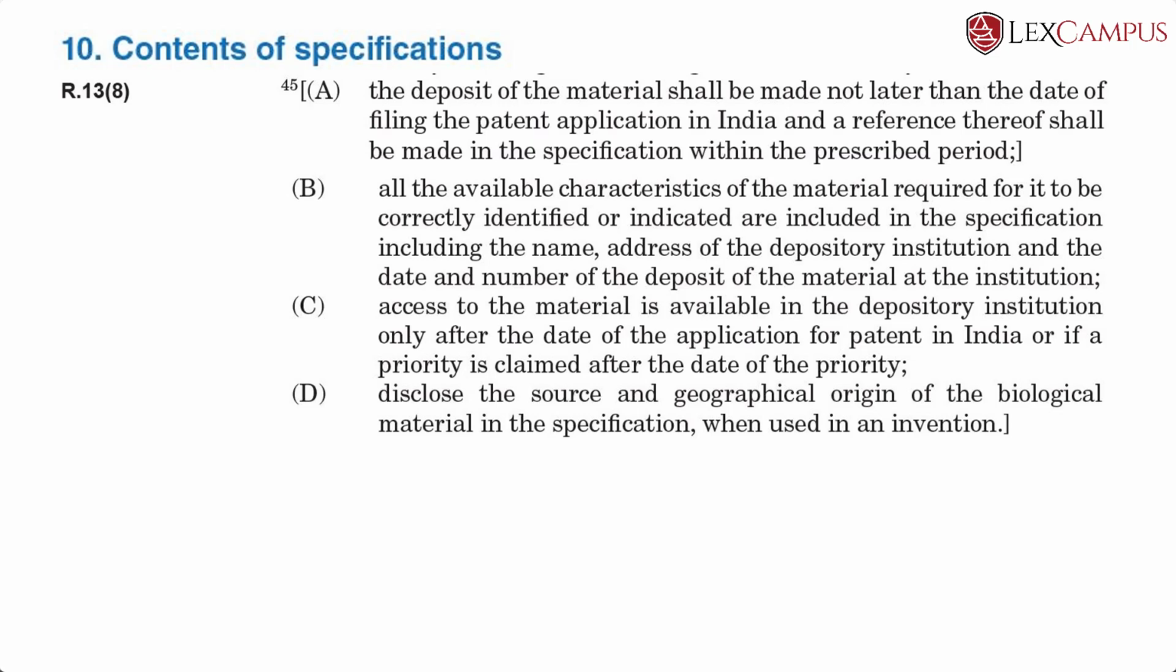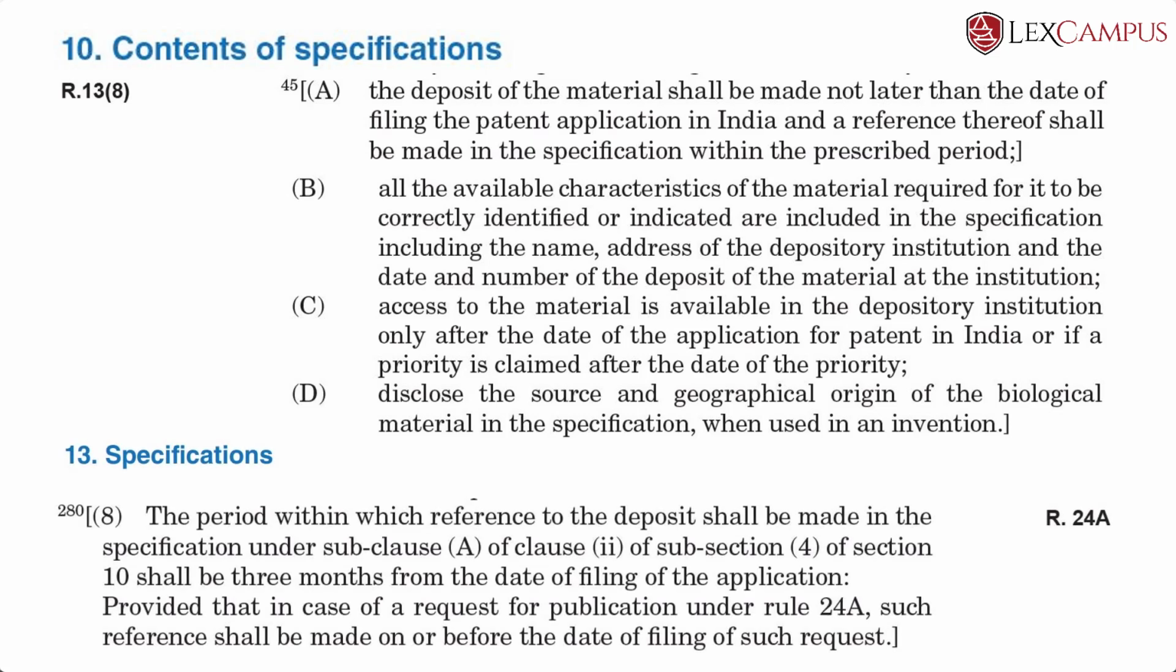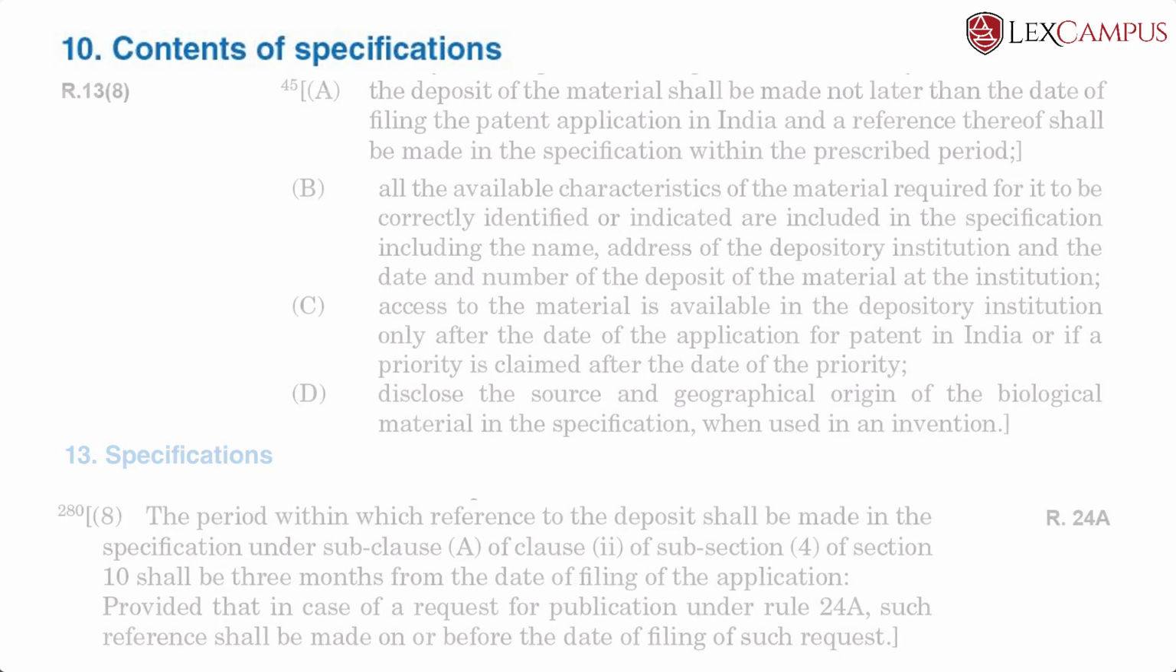So, if anyone needs to access this material, that is allowed only after the date of application of the patent or after the date of priority. And the applicant also has to disclose the source and geographical origin of the biological material in the specification when used in an invention. So, if it is a plant variety which grows only in a particular country, then the applicant will mention the source from which the biological material was derived, and it will also mention the geographical location.